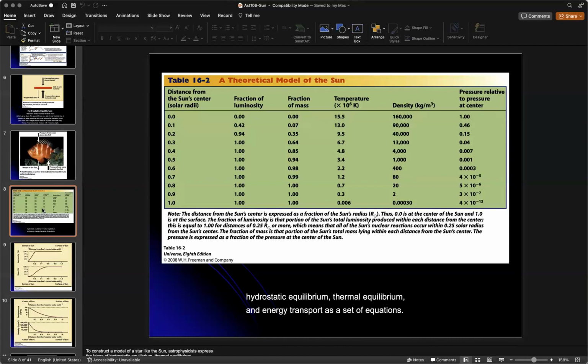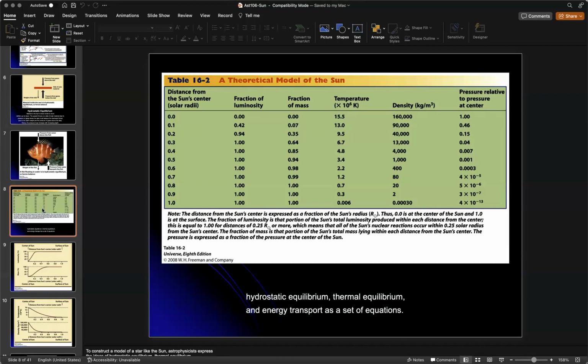So first, let's look at the temperature. The temperature is highest in the center. It's 15.5 million kelvins. Then at 0.1 radius from the center, it is 13 million. Then it is 9.5 million. Then it is 6.7 million, and so on. And as you can see, as it gets further out, the temperature drops. The temperature drops very fast until at the surface it's 5,800 Kelvin.